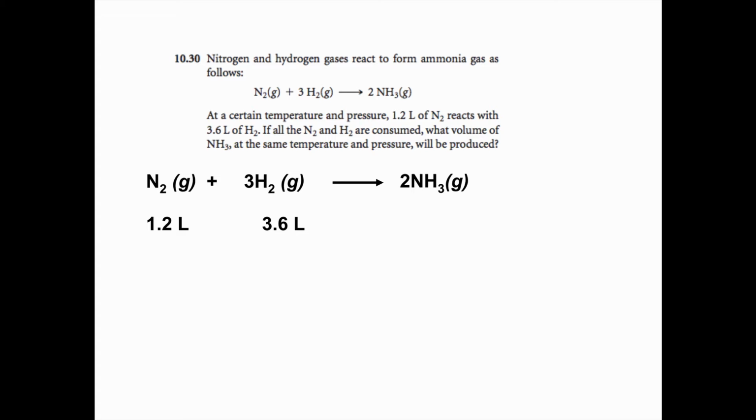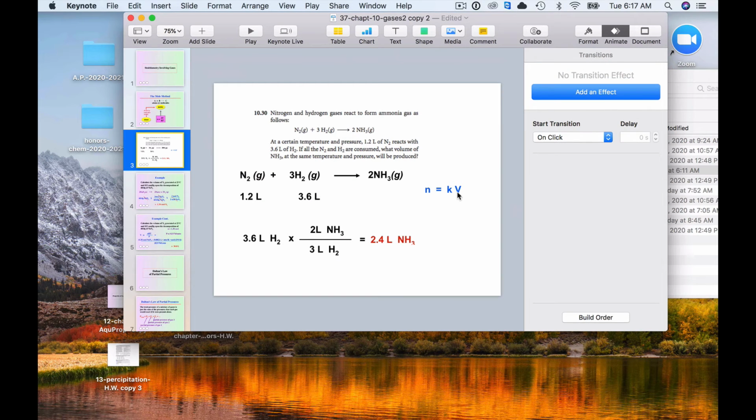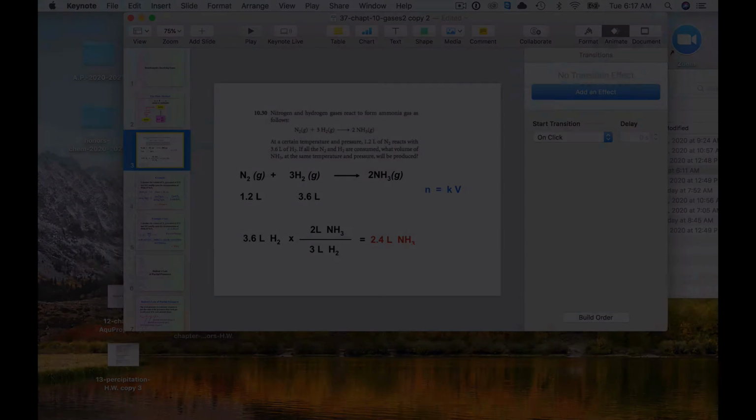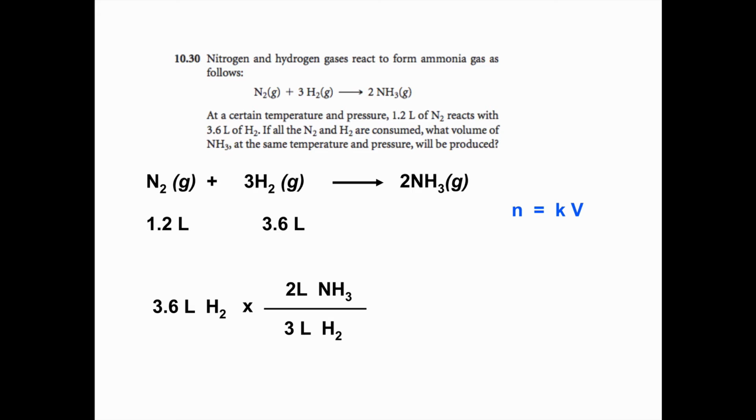So these are going to burn out together. For 3.6 liters of hydrogen, according to the equation, for every 3 liters of hydrogen, you make 2 liters of ammonia. So this is what Avogadro's law gives us the power to do: treat the coefficients in the balanced equation like volumes, because moles and volume are directly proportional. As long as I have a temperature and a pressure that are constant, I can treat moles of gas like liters of gas, and treat the coefficients as though they are liters. So that's one kind of problem.